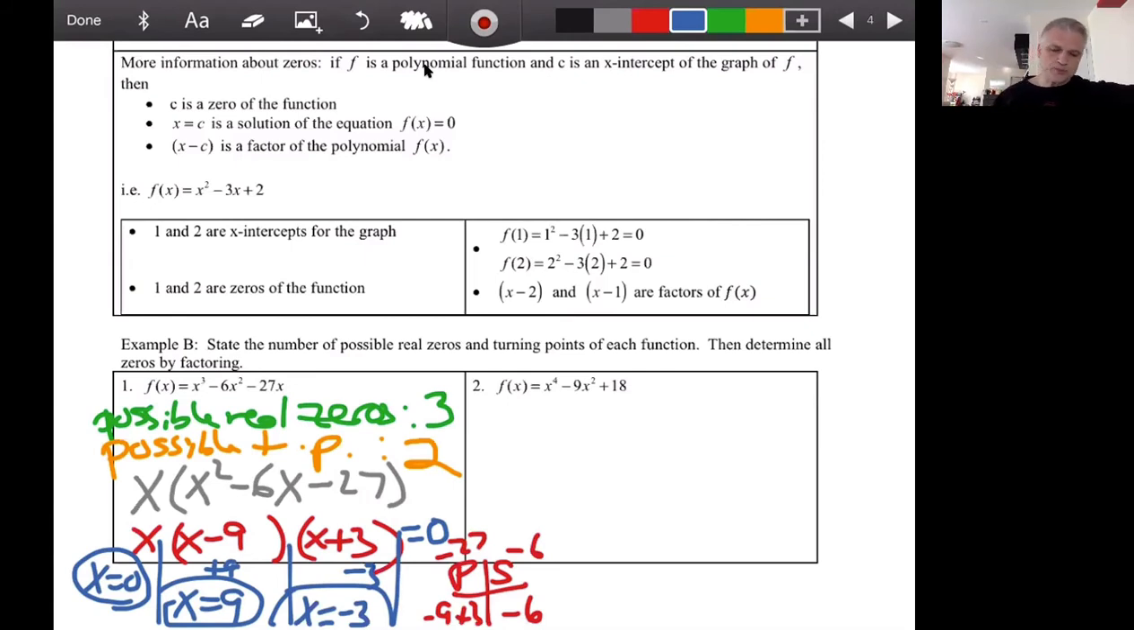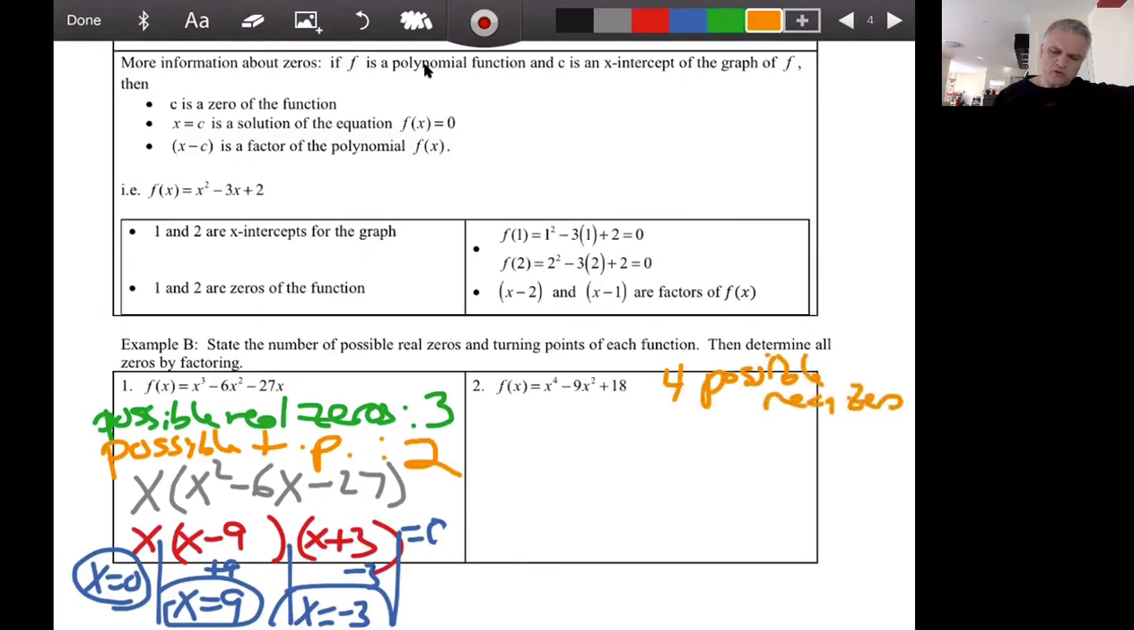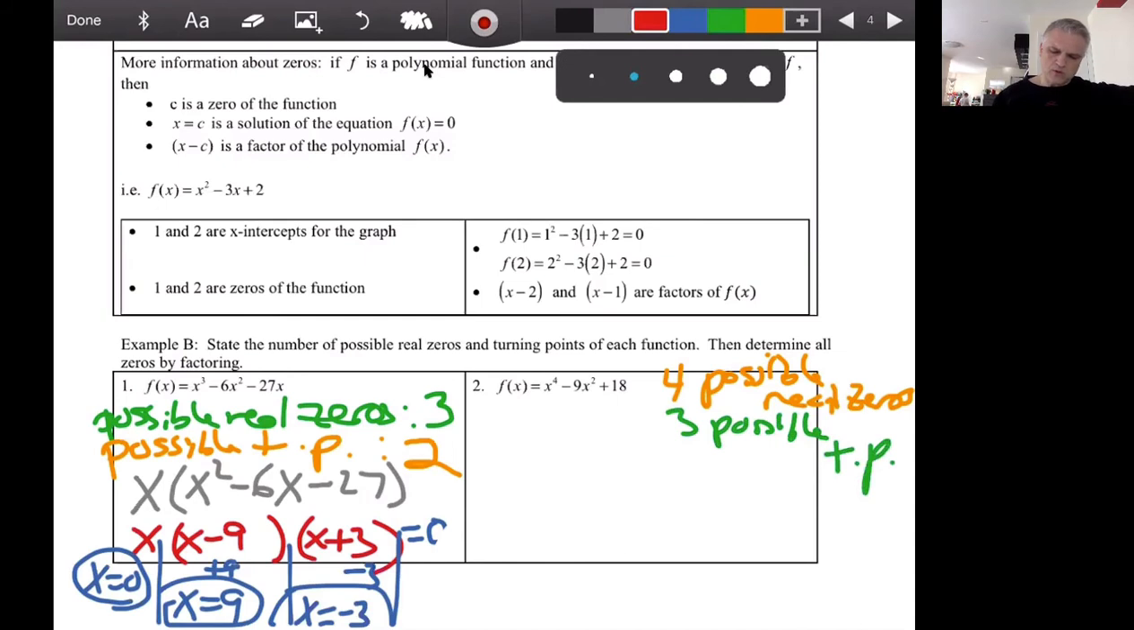Let's do question 2. Okay, I'm going to do a little erasing here. All right, question 2. First off, how many possible real zeros are there? Well, it's a 4th degree polynomial, so 4 possible real zeros, which tells me that there are 3 possible turning points. Great.